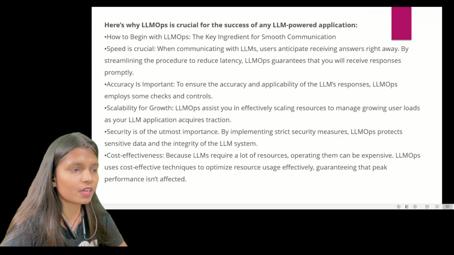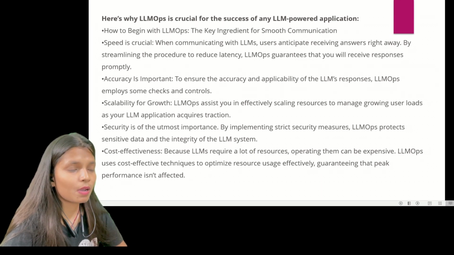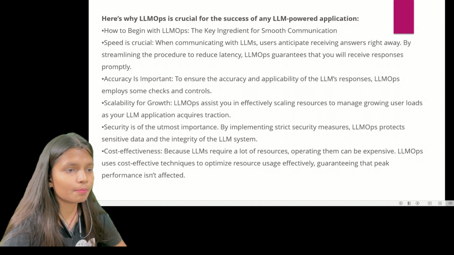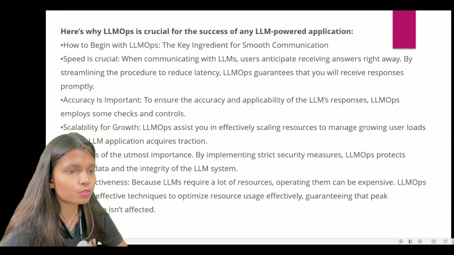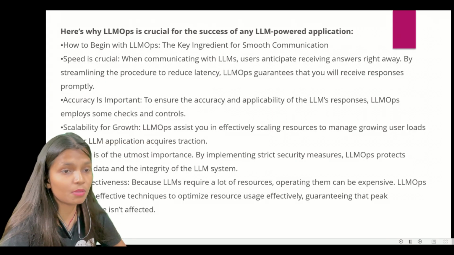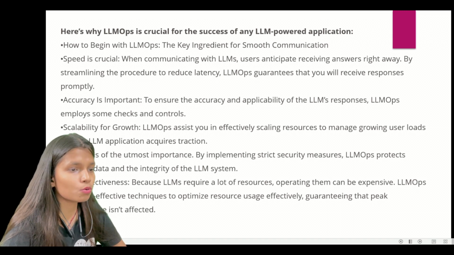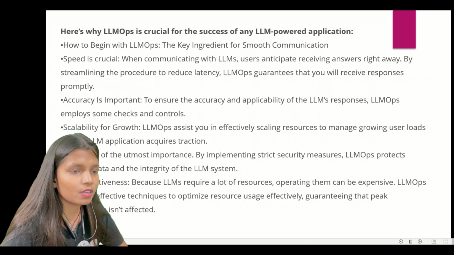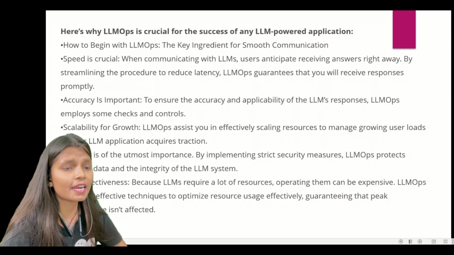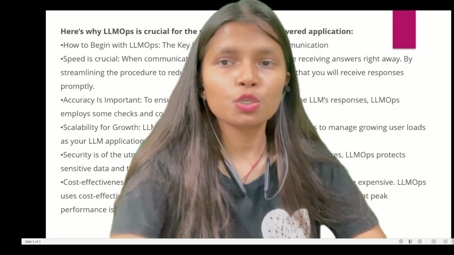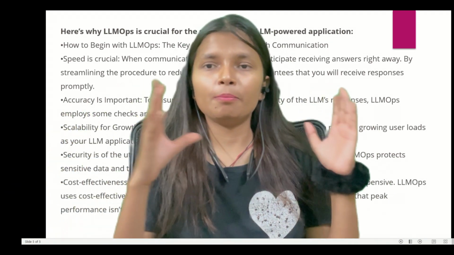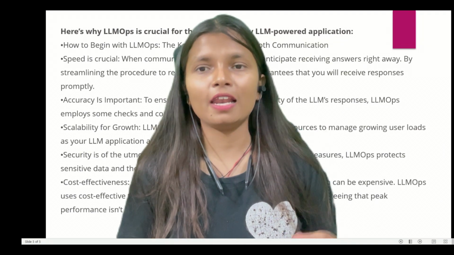Cost effectiveness. Because LLMs require a lot of resources, and a large number of users are currently using ChatGPT, operating them can be expensive. LLMOps uses cost-effective techniques to optimize resources and guarantees that peak performance is not affected. So that's how our ChatGPT model, Bing AI, and other AI tools in the market are working with the help of LLMOps.